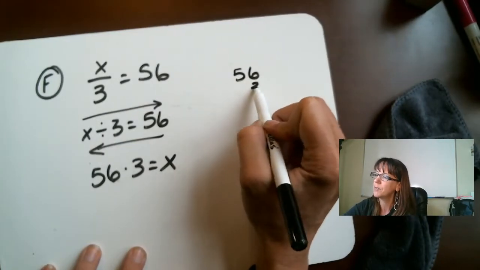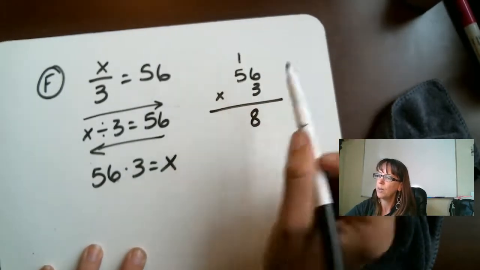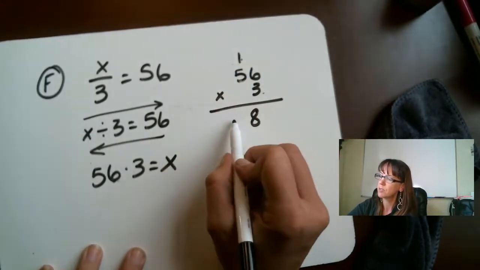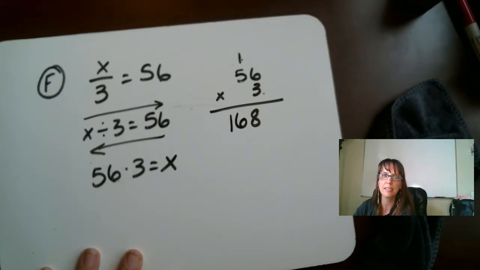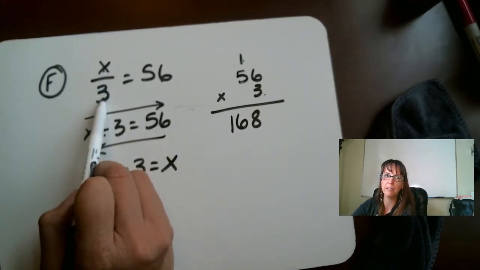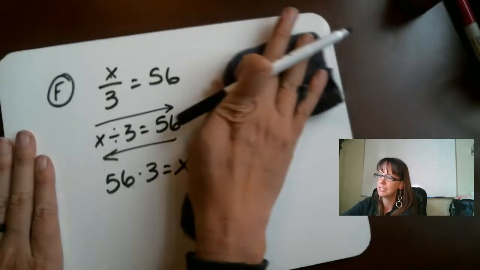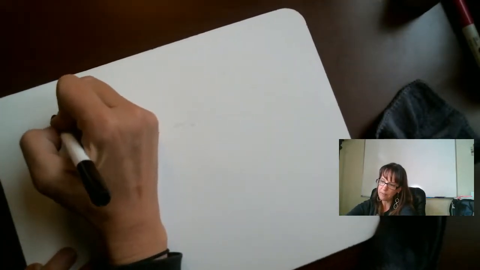Let's go over here. 56 times 3. 6 times 3 is 18. Carry the 1. 5 times 3 is 15. Plus 1 is 16. 168. Sure enough, if we go back into this problem, put 168 divided by 3, we would get 56. So for F, 168. All right, and last one we have G.